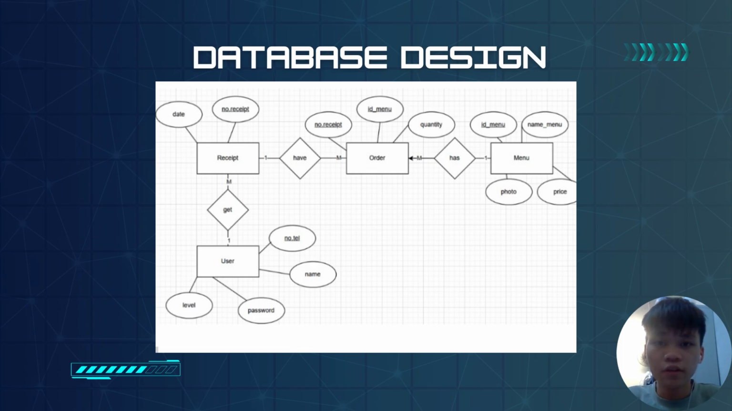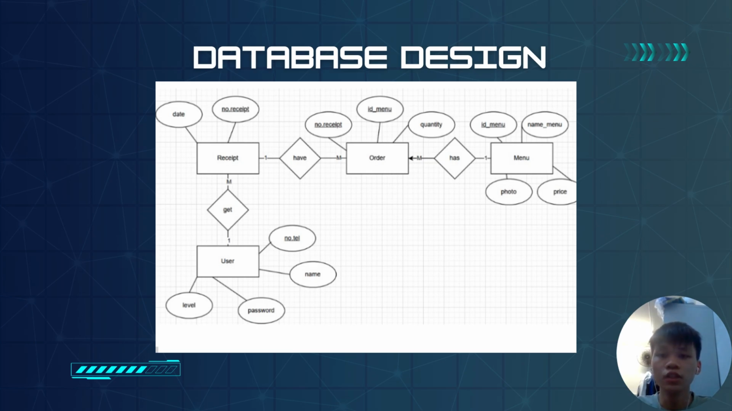So this is the second type of system design, which is database design using an entity relationship diagram. As we can see, we've got four entities, which are user, receipt, order, and menu. These four entities have their own primary keys. Now I will explain the relationship between these four entities.